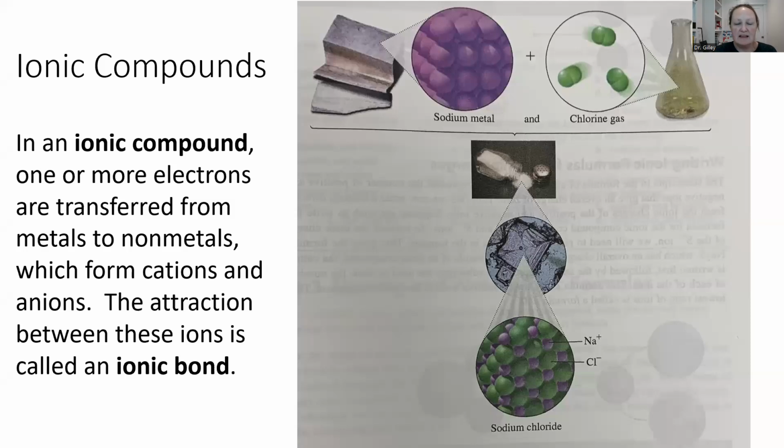So again, to review, in an ionic compound, one or more electrons from metals are transferred to nonmetals, and that forms cations and anions. There's an electrostatic attraction between those that forms an ionic bond. But the ionic compound has very different chemical and physical properties from the elements from which it derives.